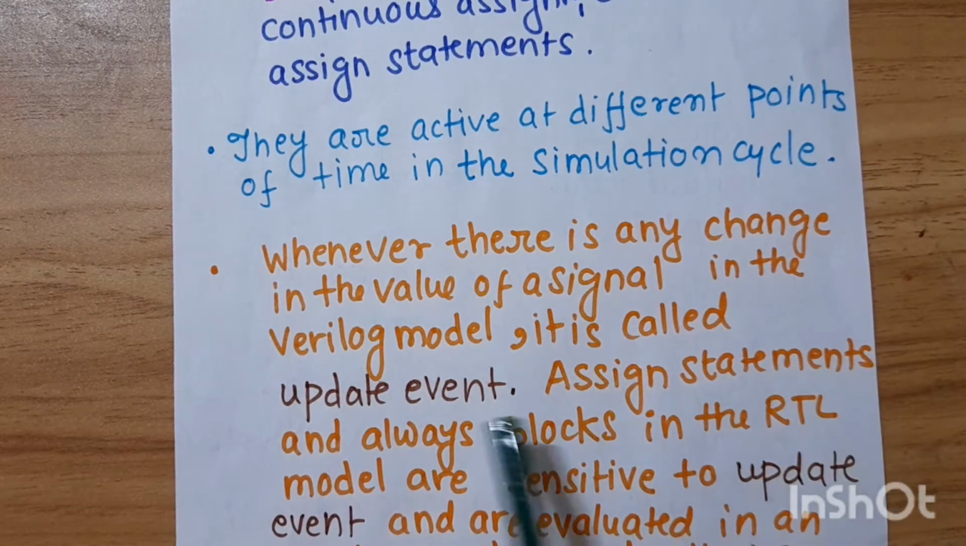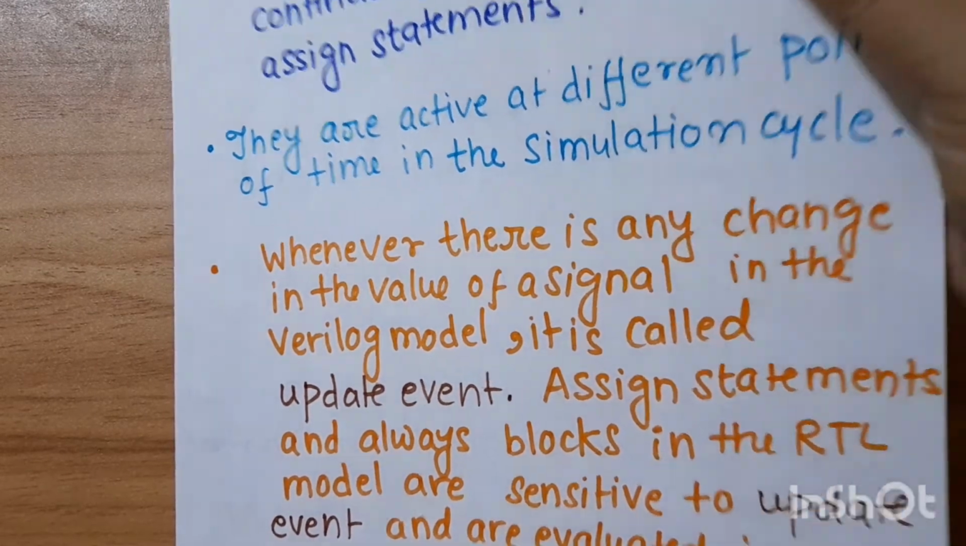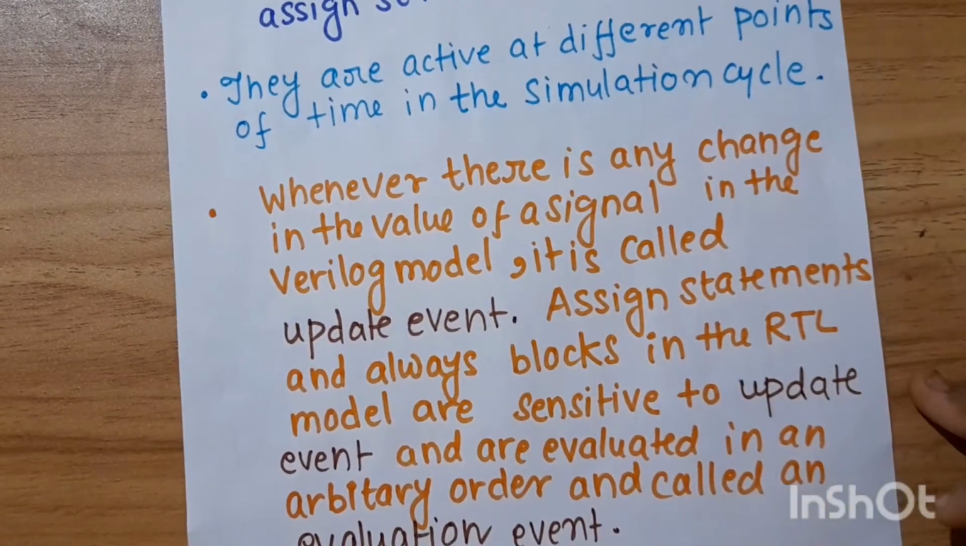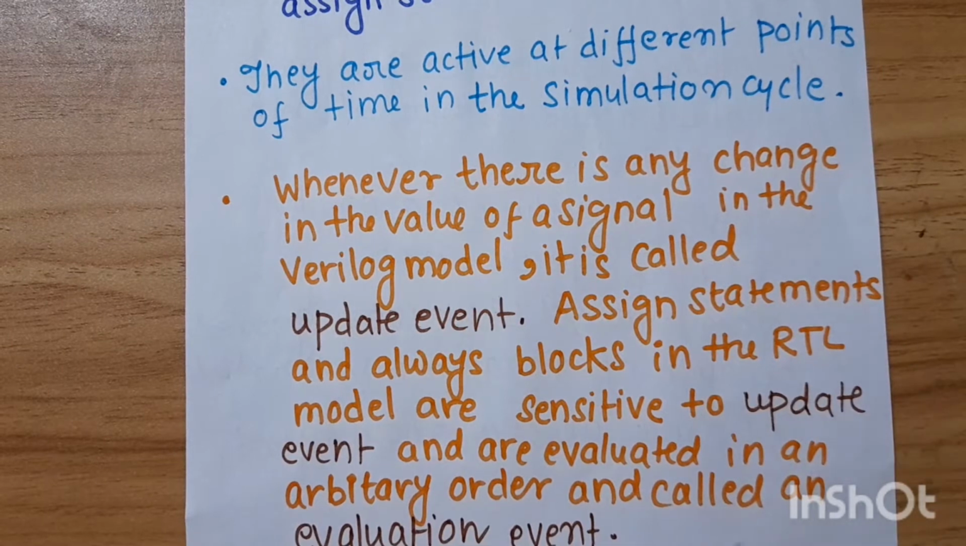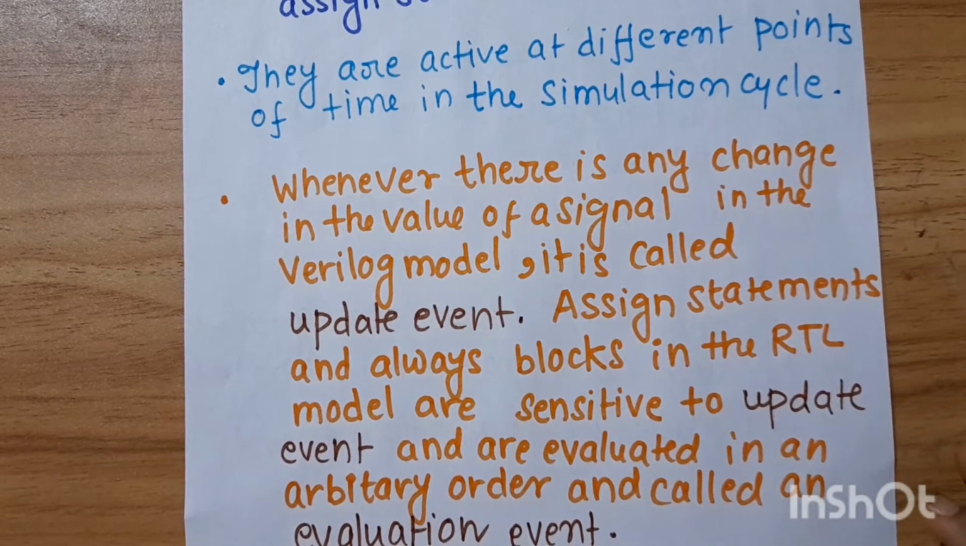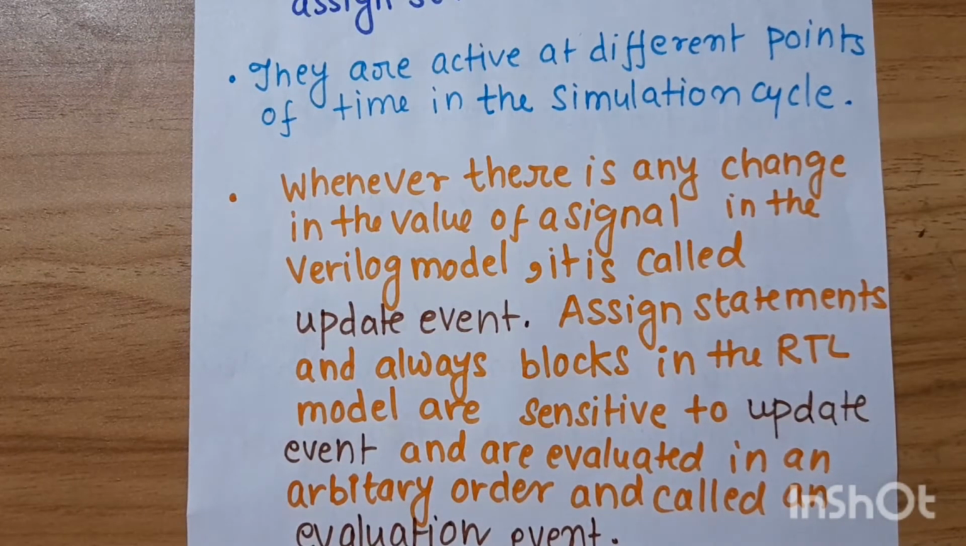Assign statements and always blocks in the RTL model are sensitive to update events. Update means any change in the values of the variables, and they are evaluated in an arbitrary order called an evaluation event. That is what I said. They are all concurrently executed, but they are picked up by the simulator in arbitrary order. And that is called the evaluation event.